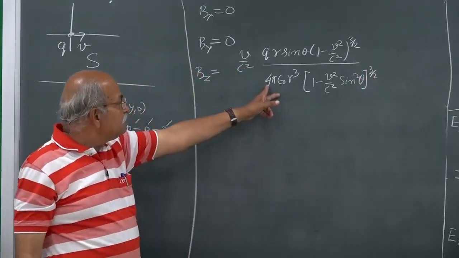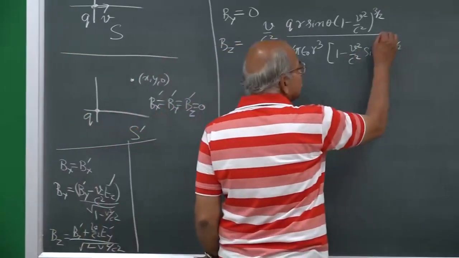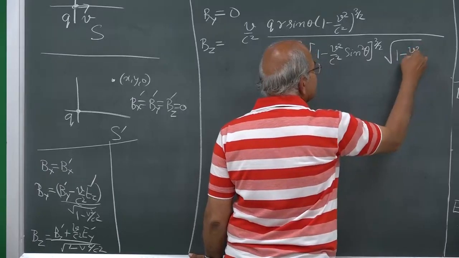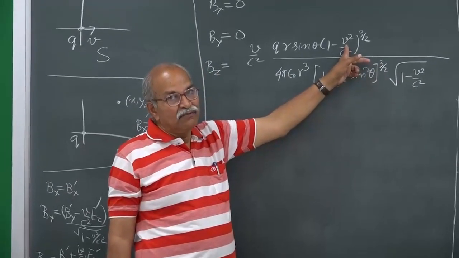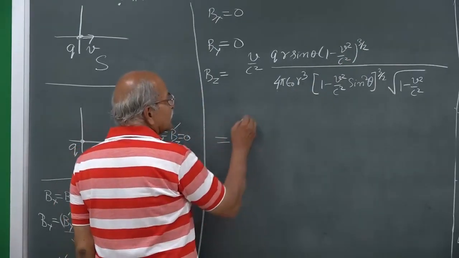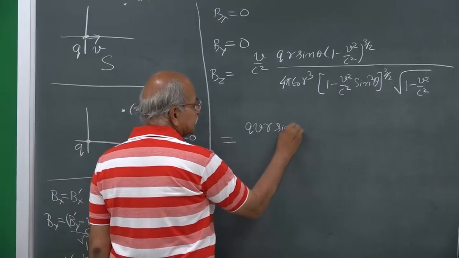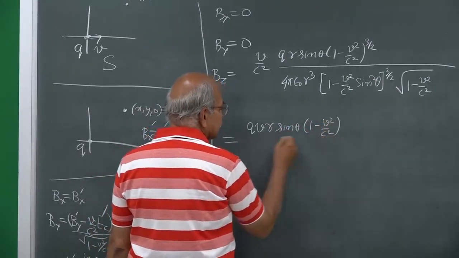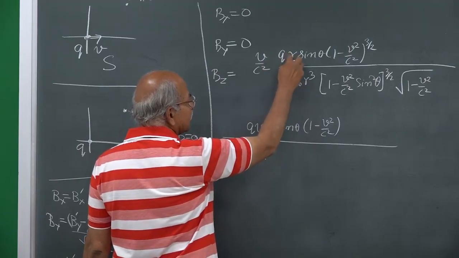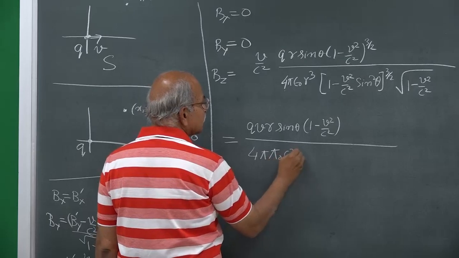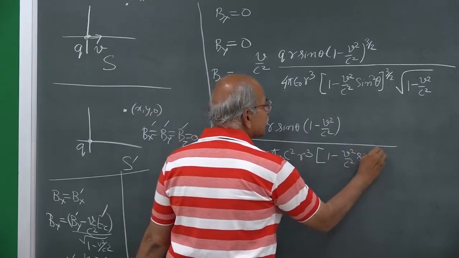This is Ey prime, V by C square into Ey prime, and that divided by square root 1 minus V square by C square. So this square root 1 minus V square by C square will cancel half power from the numerator here. So you will be left with Q into V into R, then sin theta, and 1 minus V square by C square, divided by 4 pi epsilon naught C square and R cube, 1 minus V square by C square sin square theta, and 3 by 2.